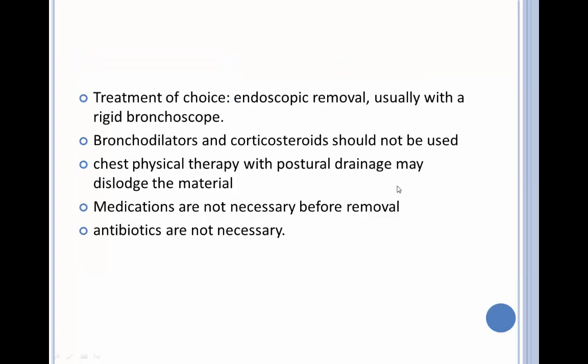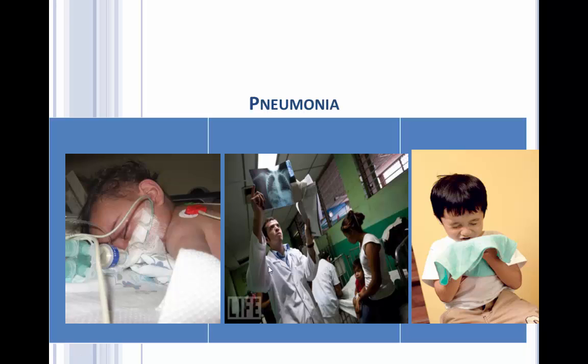Treatment of choice: never try to remove it unless it's nasal and visible, always by bronchoscope. Any medication is discouraged. Bronchodilators and corticosteroids are not going to do anything, not even antibiotics. You could do chest physiotherapy to try to dislodge the material, but the majority of the time it doesn't work.